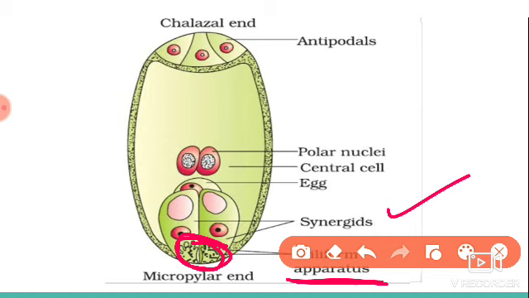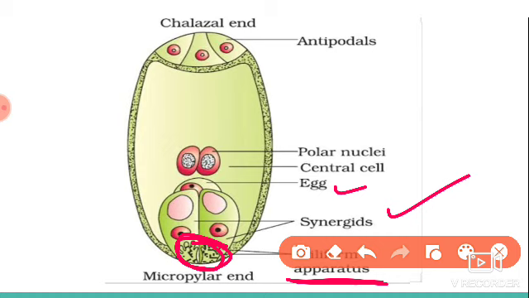The same function we can say for the synergid cells. They will guide the pollen tube for the transfer of gametes. Okay, this is about the synergid cells. And coming to the next, that is the egg cell.